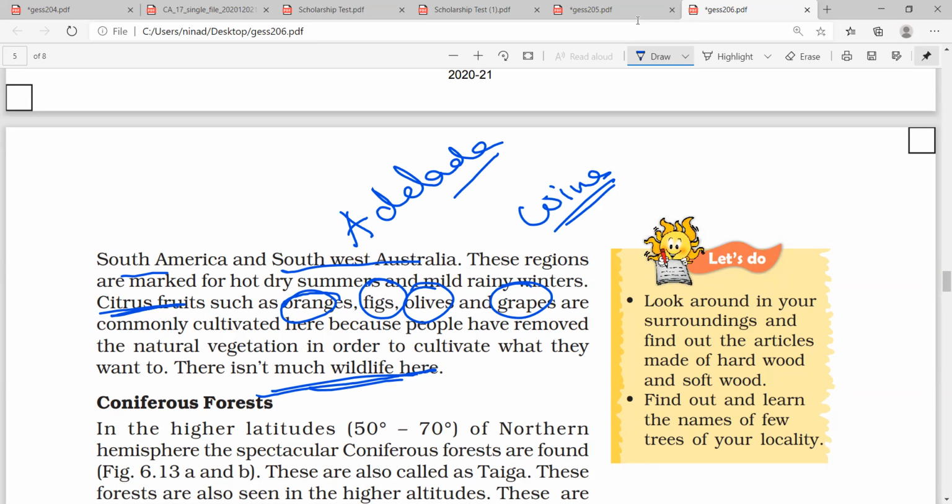They are found around the Mediterranean Sea and also in the western part of the continent. That is a very important keyword: western part of the continent.